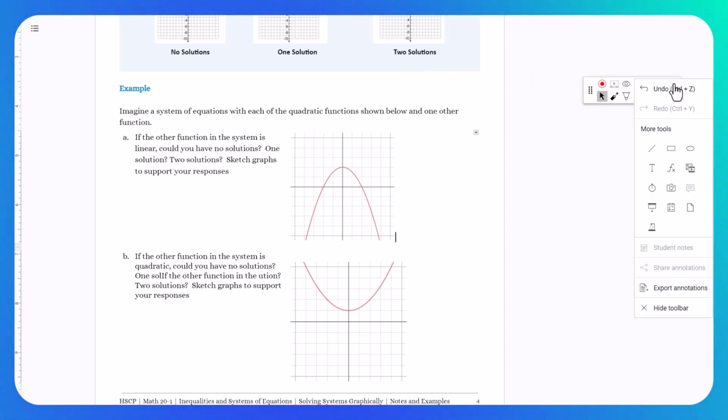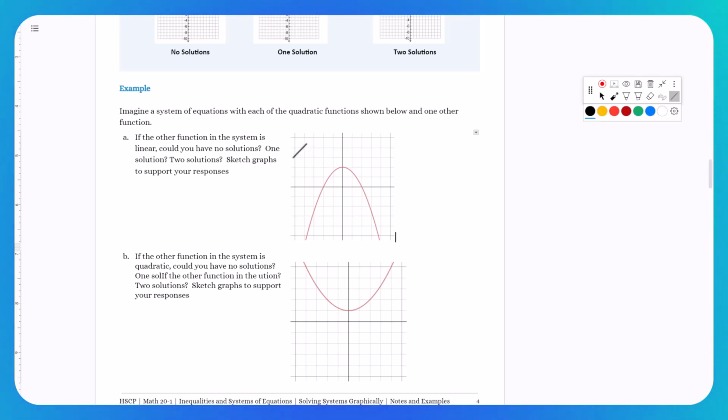Let me get a line out here. Well, what if we had a line that went like that? Well, in this case here, these two would never cross because the quadratic is going down and away from the line.